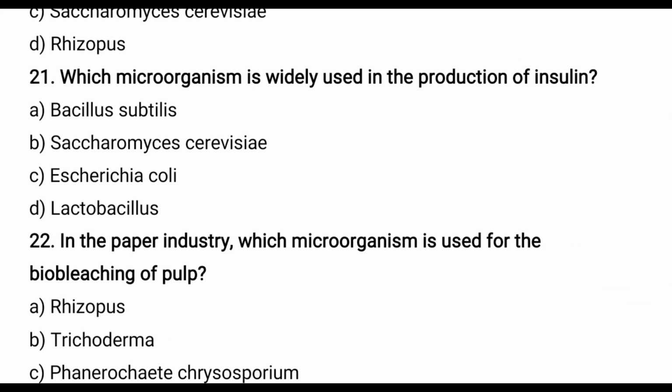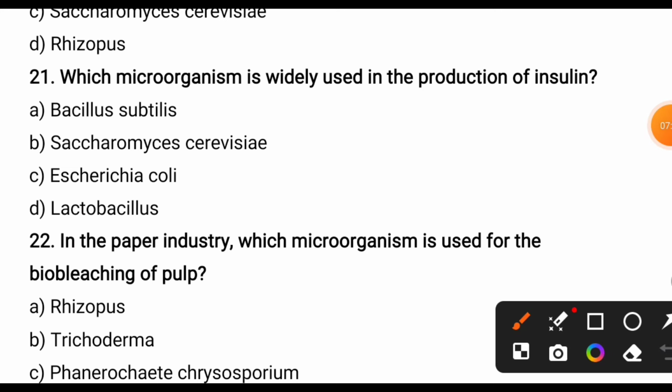Let's see the next question. Which microorganism is widely used in the production of insulin? Options are Bacillus subtilis, Saccharomyces cerevisiae, Escherichia coli, Lactobacillus. So, Escherichia coli is widely used in the production of insulin.